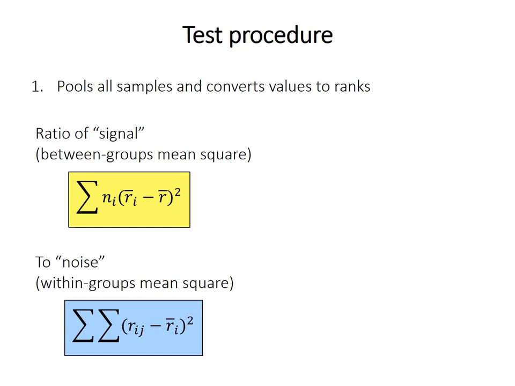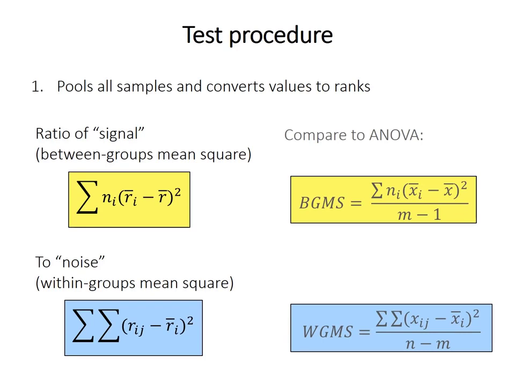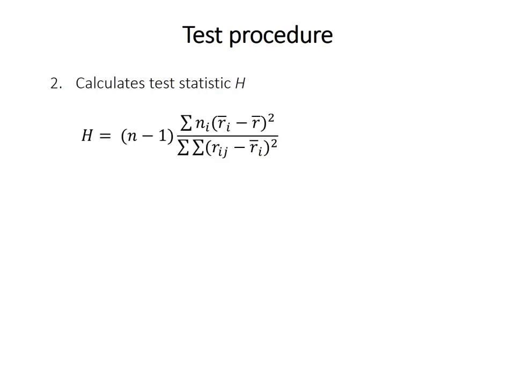Remember from the Mann-Whitney U test video that ranks are just the order of the data. So the smallest value will be 1, the second smallest will be 2, and so forth. With these formulas here, if you compare them to ANOVA for the between groups and within groups mean square, you can see the similarities. We're just performing ANOVA here, but instead of the data, we're using the ranks. And so like ANOVA, the test statistic, which is called H here, is the ratio of those two values: the signal, essentially the between ranks mean square, and the within ranks mean square.